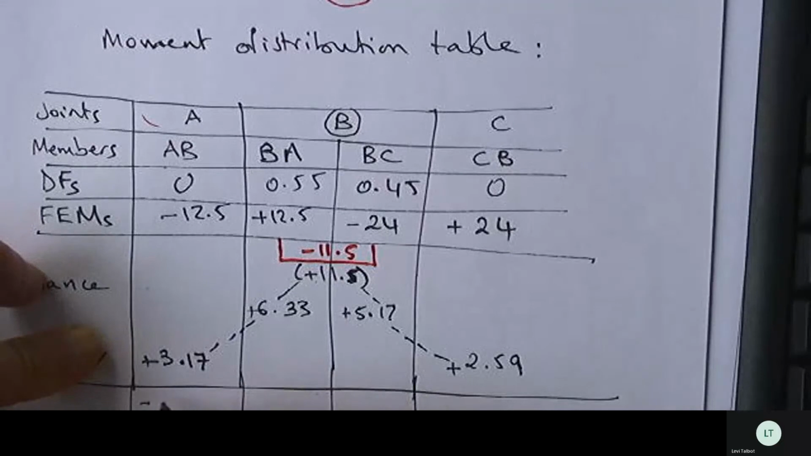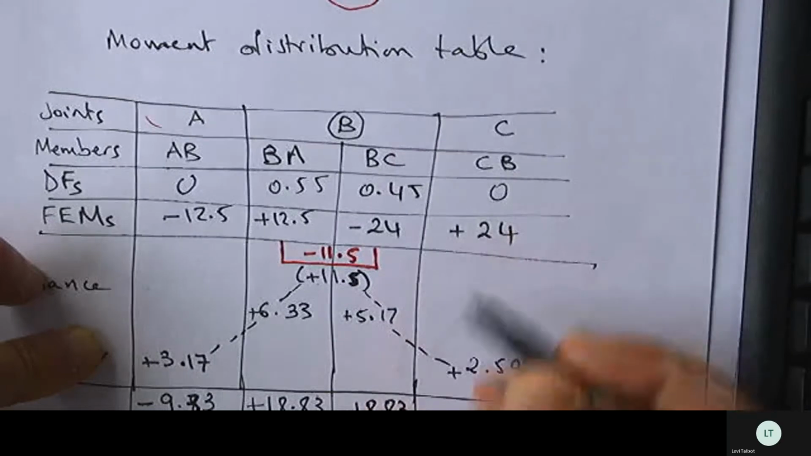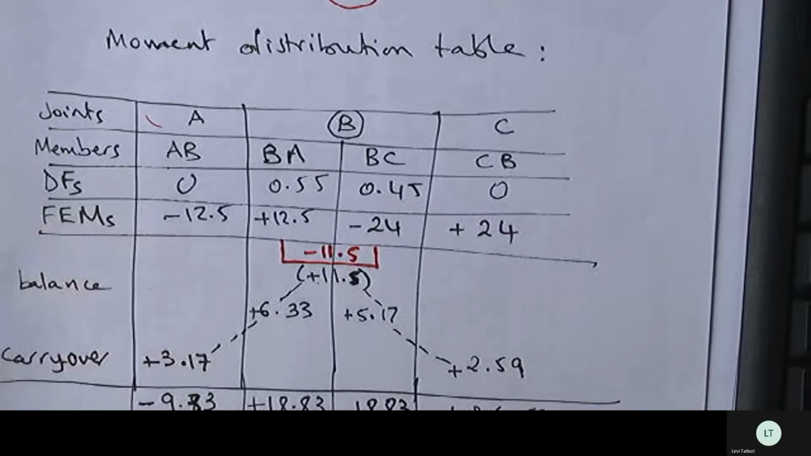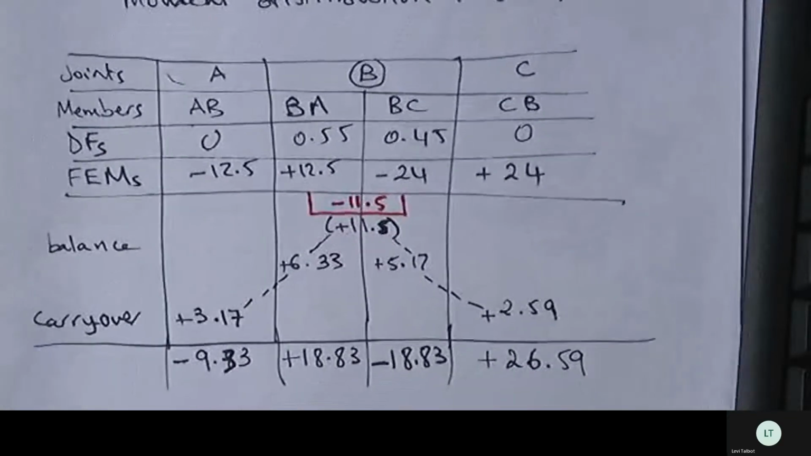I've got minus 983. Please do check it. 33, sorry. Yeah, and I have 1883. Is that correct? Yeah, and I have minus 1883 for this column here. That's minus 24 and plus 517. And finally, I have 26.59. Correct?